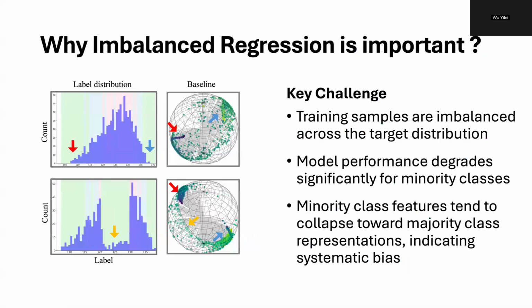Imbalanced regression is everywhere in real-world applications. For example, for age estimation, we may have a lot of data from middle ages, but very few samples from young children and elder people. This creates major problems, including performance degradation toward minority groups or representation collapse. Previous methods focus on this problem through reweighting or resampling. In this work, we approach this challenge from the representation learning perspective.